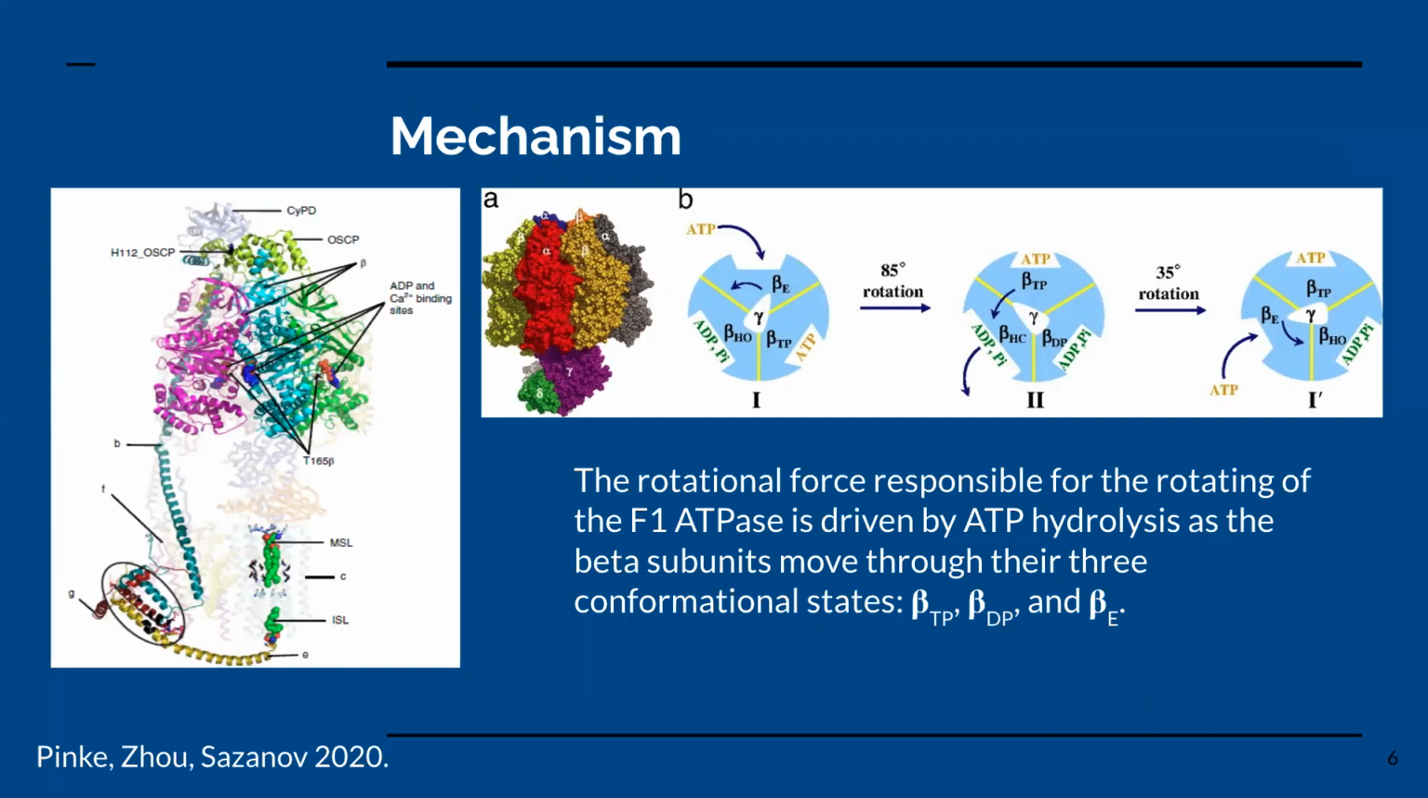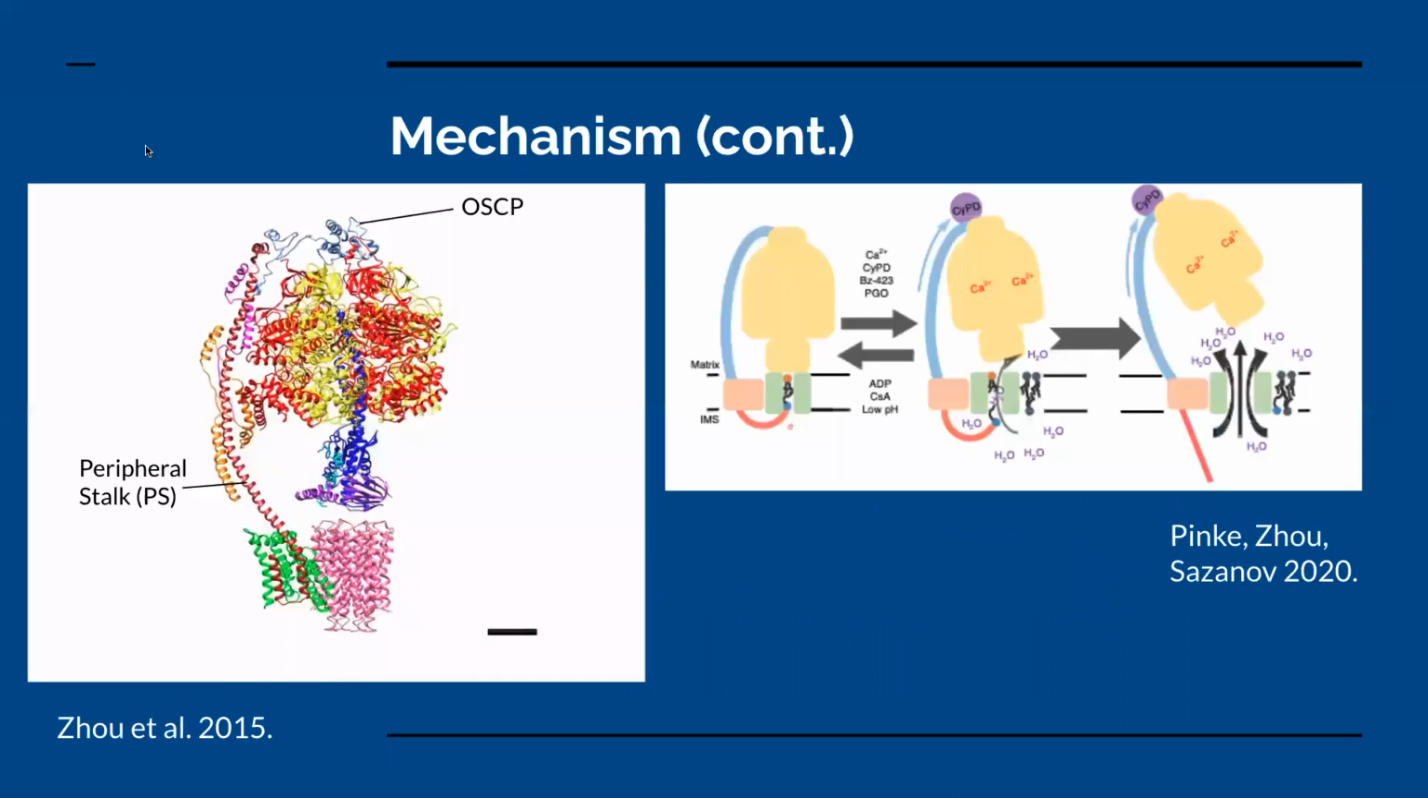The rotation of the F1 hexamer is driven by conformational changes undergone by the beta subunits as the ATP, ADP, magnesium ion binding sites are filled during ATP hydrolysis. Each full rotation will take each beta subunit through the conformational states of beta TP, beta DP, and beta E, with the force driving the rotation coming from the beta subunits as they move through their conformational states.